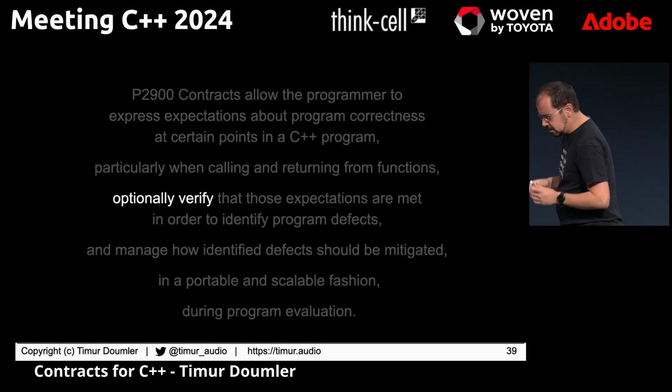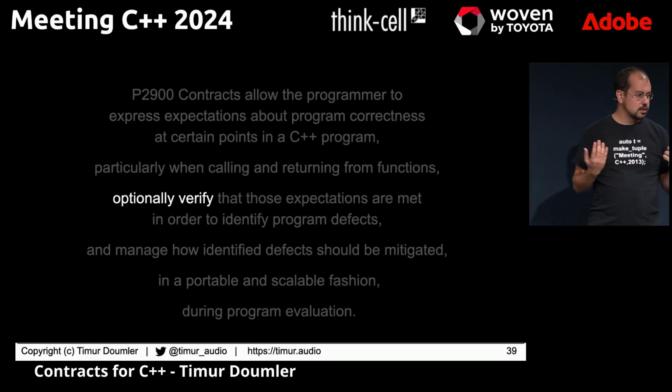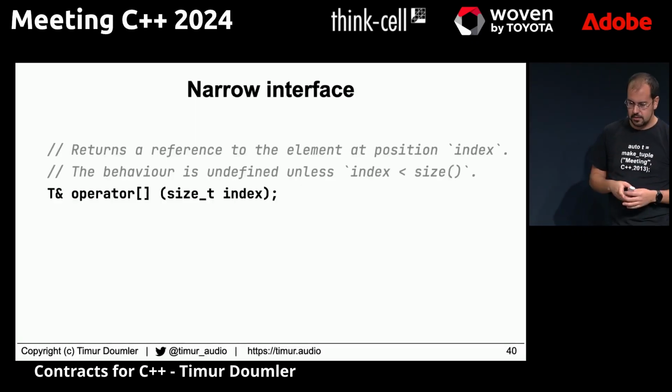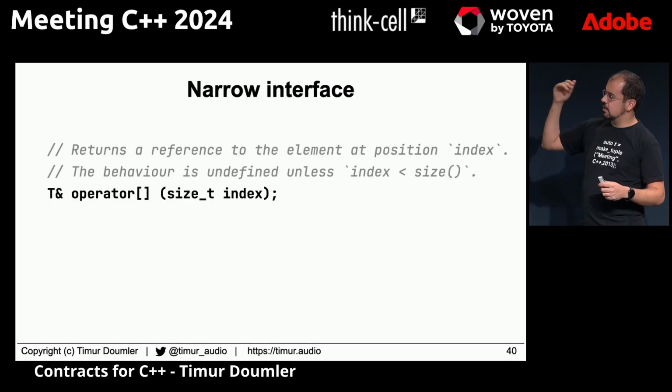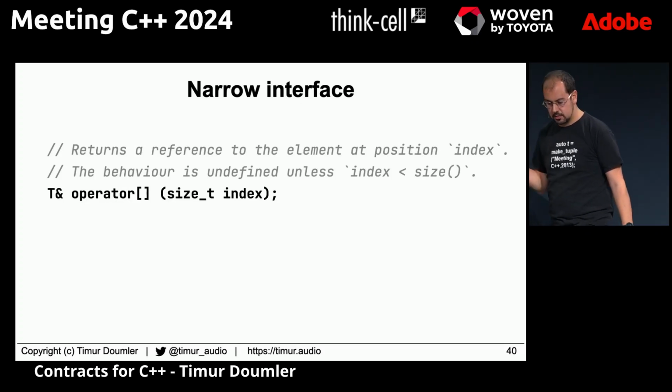So we talked about optionally verifying. So the checks can be on or off. Okay. So how can we do this today without contracts? There's different options, right? So if you have a function with a narrow contract, the function has a precondition. The classic example is operator square bracket.